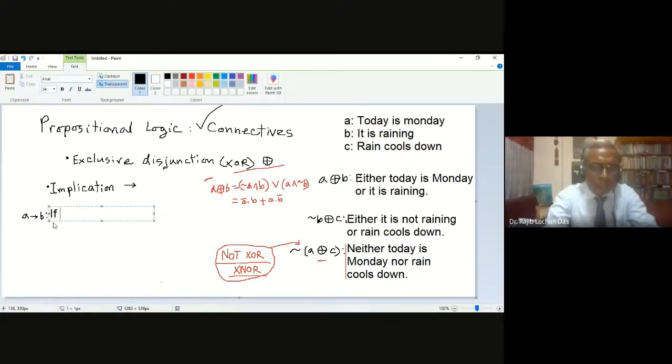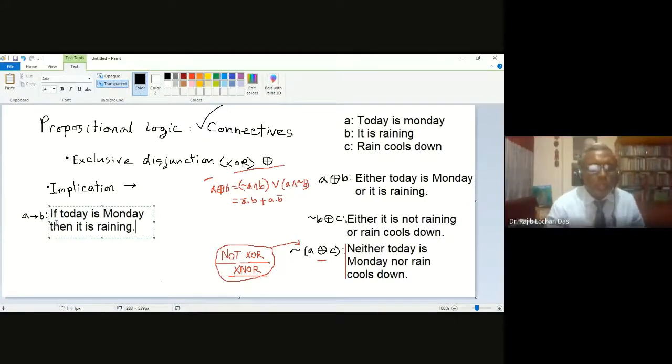If you write A implies B, the expression will be written like: if today is Monday, then it is raining. So A implies B is this. A implies B is this. Okay, this is one example.